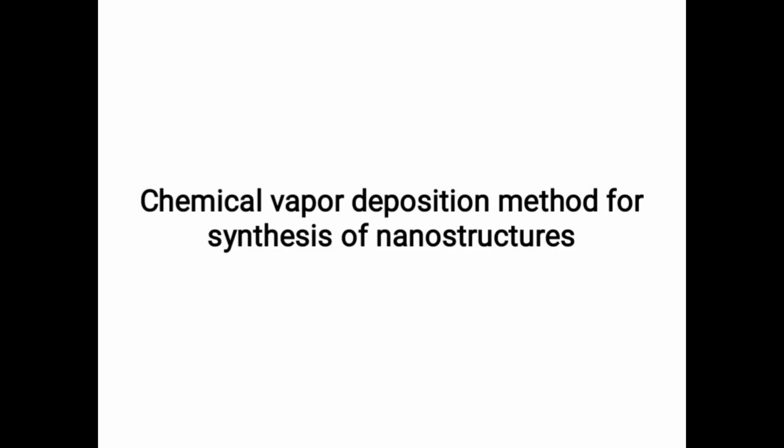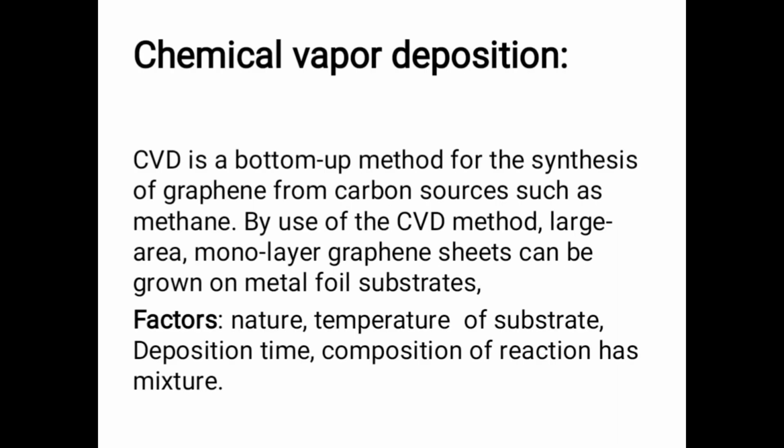Here is our next topic, that is chemical vapor deposition, also called CVD. It is a bottom up approach, and you know that bottom up approach is the process in which the atoms combine to form clusters, and then these clusters combine to form nanoparticles. So this is the approach that undergoes the CVD process to form graphene sheets.